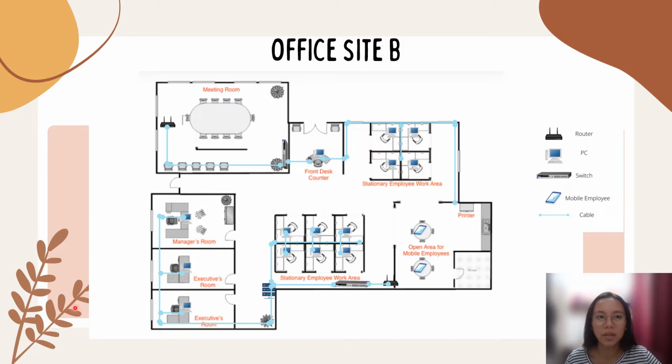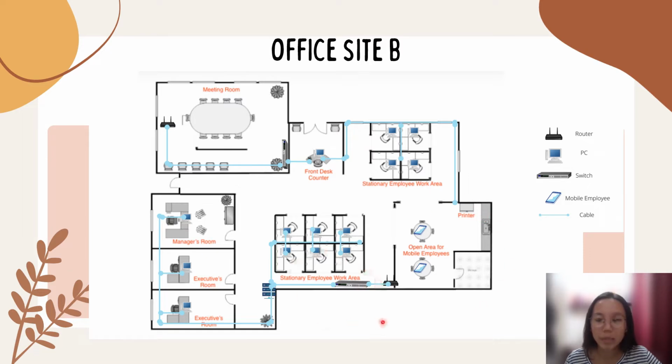For Office Site B, also two switches are connected. The first one is located in the meeting room. It will connect to the router to give Wi-Fi access to the meeting room. Then it will connect to the front desk at the counter. Then it will connect to the devices at the stationary employee work area. After that, the next cable will be linked to the printer.